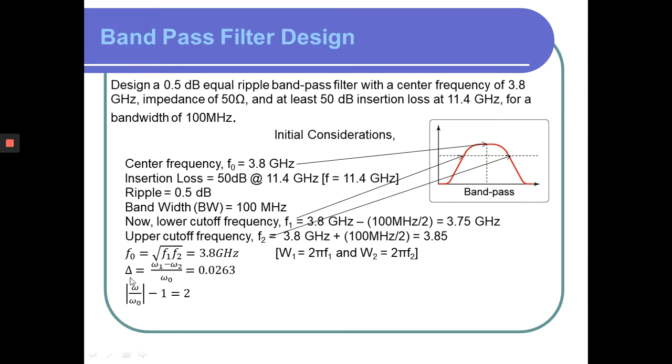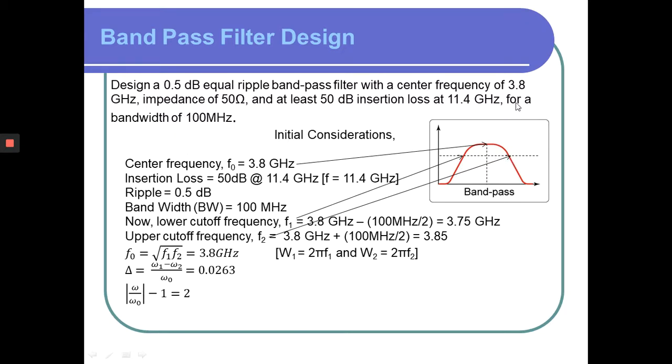We're going to use this value f, and we're going to use our one more thing, which is bandwidth. So we have our center frequency, we have our insertion loss point of frequency, and we have our ripple. But how are we going to find out our cutoff frequency 1, the lower cutoff frequency, and cutoff frequency 2?